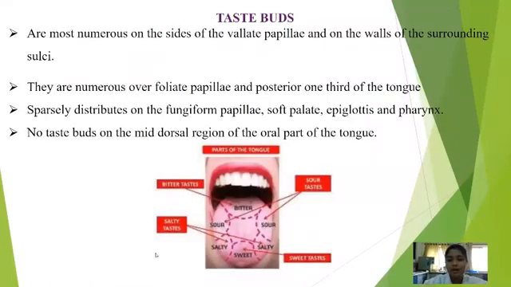Taste buds are most numerous on the sides of the vallate papillae and on the walls of the surrounding sulci. They are numerous over the foliate papillae and the posterior one-third of the tongue. They are sparsely distributed on the fungiform papillae, soft palate, epiglottis and pharynx. There are no taste buds on the mid-dorsal region of the oral part of the tongue.